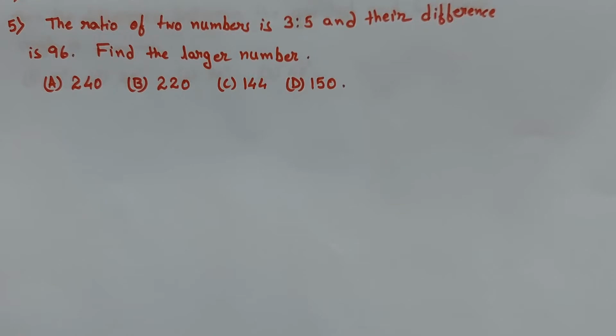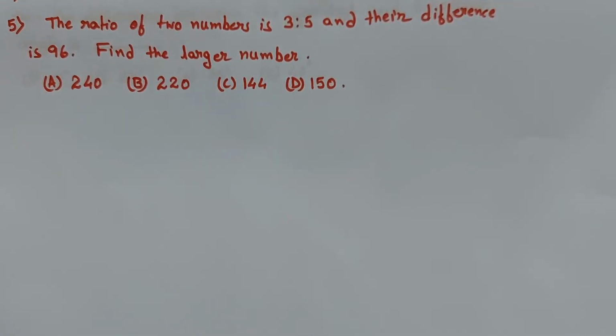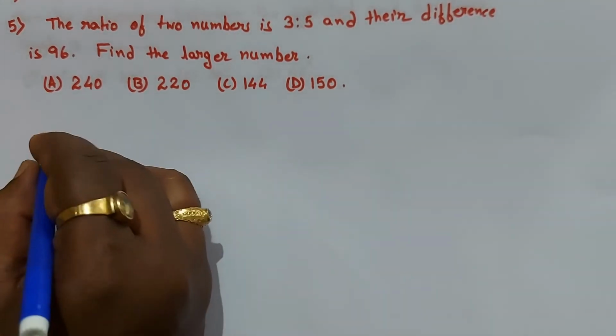The ratio of two numbers is 3:5 and their difference is 96. Find the larger number. Okay, next question: the ratio of two numbers is 3:5. See here, 3:5 is given and their difference is 96. So this we can do in the arithmetic method or the algebraic method. But since we are very used to the algebraic method, we are going to do it with the algebraic method. In the arithmetic method I will also show you, but let's do this first.